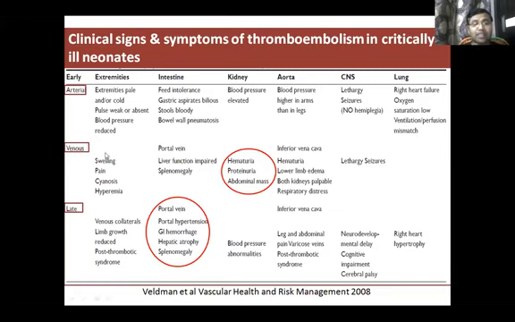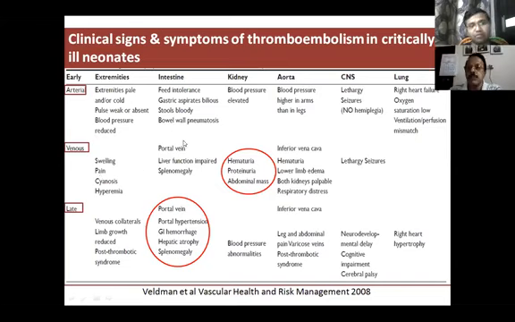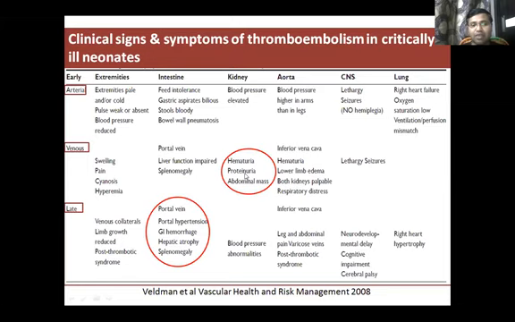Coming to the venous, they'll have swelling, pain like deep vein thrombosis, and hyperemia. When the intestine and portal vein are involved, liver function is impaired and there may be splenomegaly. In the kidney, they can have hematuria, proteinuria, and abdominal mass. That's one presentation of renal vein thrombosis. If the inferior vena cava is involved, then again they can have renal vein thrombosis. Renal vein thrombosis can lead to inferior vena cava thrombosis also. And due to pulmonary embolism, they can have respiratory distress also. And again, in the CNS, cerebral vein thrombosis, they present with seizure, lethargy, and apnea.